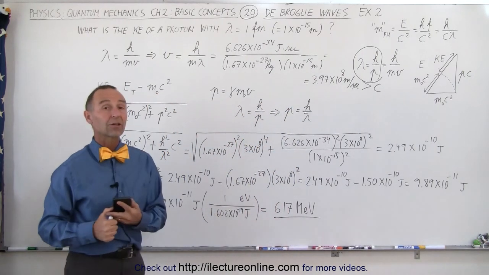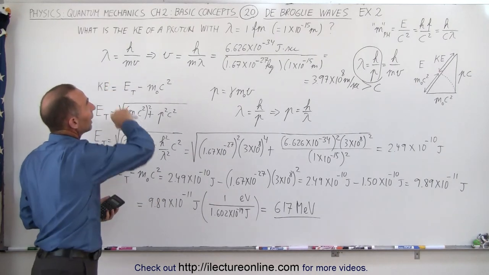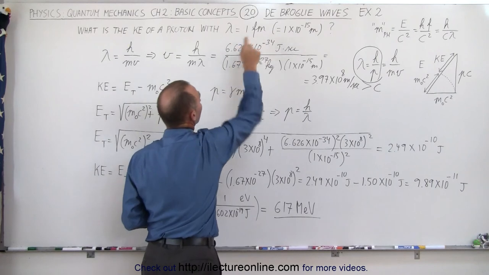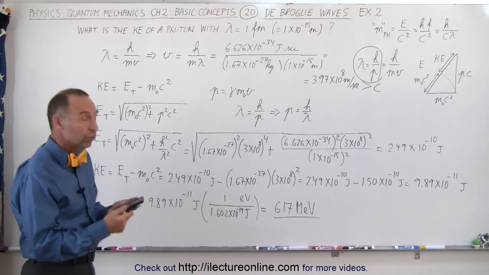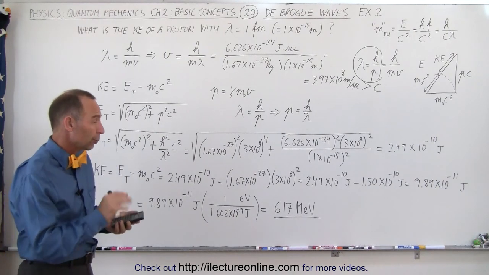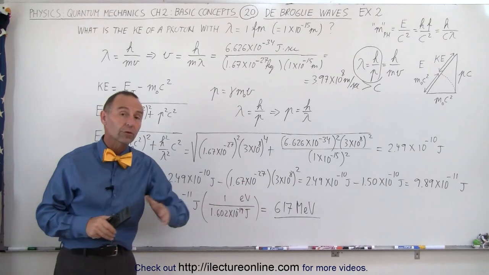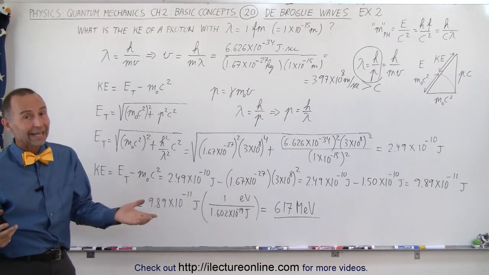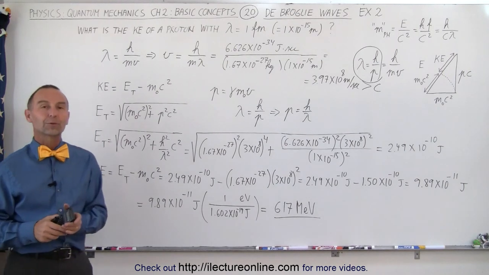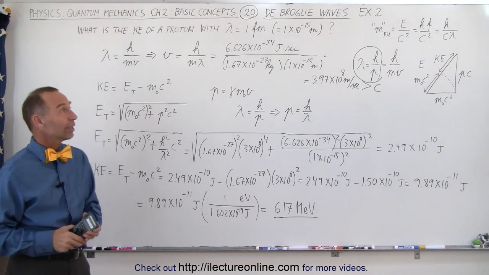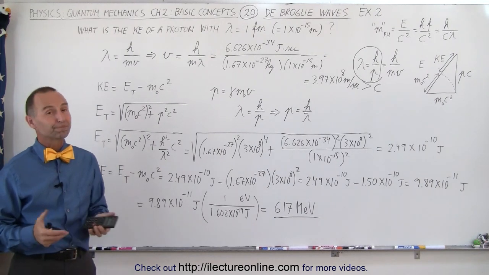So that's the kinetic energy of a single proton that's moving in such a way that it has a wavelength of 1 femtometer. Now, 617 million electron volts is almost equal to the rest mass energy of a proton, which is around 938 million electron volts. So it's about 2/3 the rest mass energy, and hence the relativistic effects of such a proton. And that's how we deal with de Broglie waves at relativistic conditions. That's how it's done.